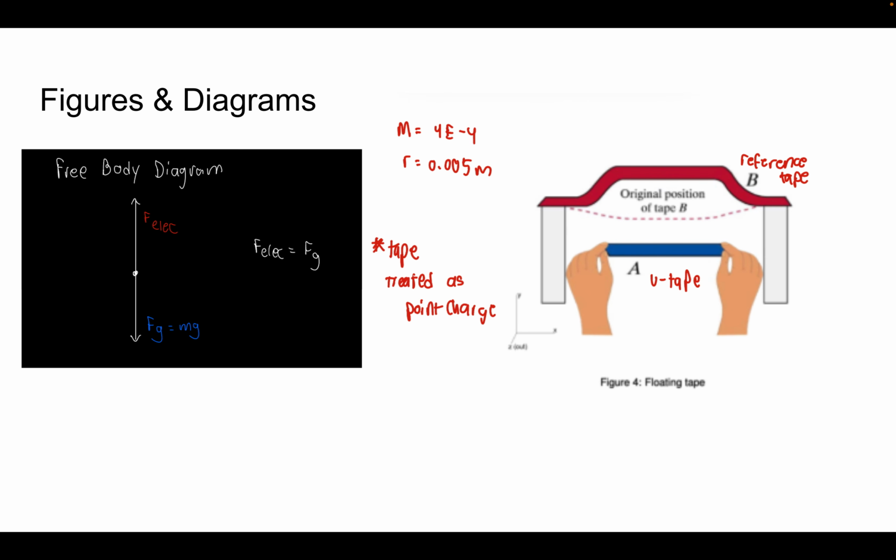Here's a diagram of the setup and the forces. It shows how the upward electrostatic force can balance the downward pull of gravity. This equilibrium is what allowed the tape to hover and why we could apply Coulomb's law to calculate its charge. As you can see here, this is the free body diagram, which shows the equilibrium, and the mass and the distance were really important for calculating with Coulomb's law.